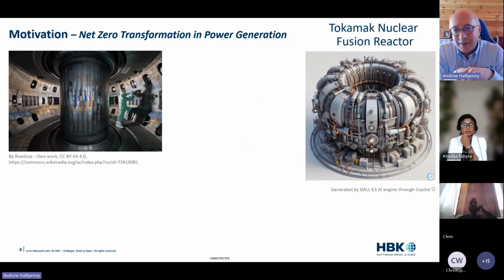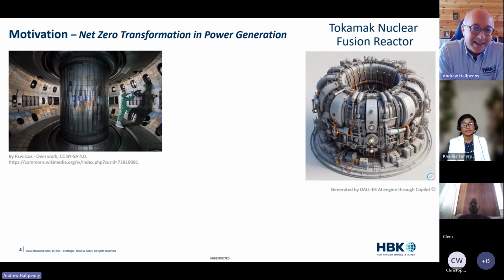On my right, I had a little bit of fun here because I didn't really have a good picture of a tokamak. So I asked the AI engine to generate one. It came up with some really wacky ideas, but I particularly like this one because at least it's actually the right shape. So here's my AI generated view of a tokamak reactor from the outside.